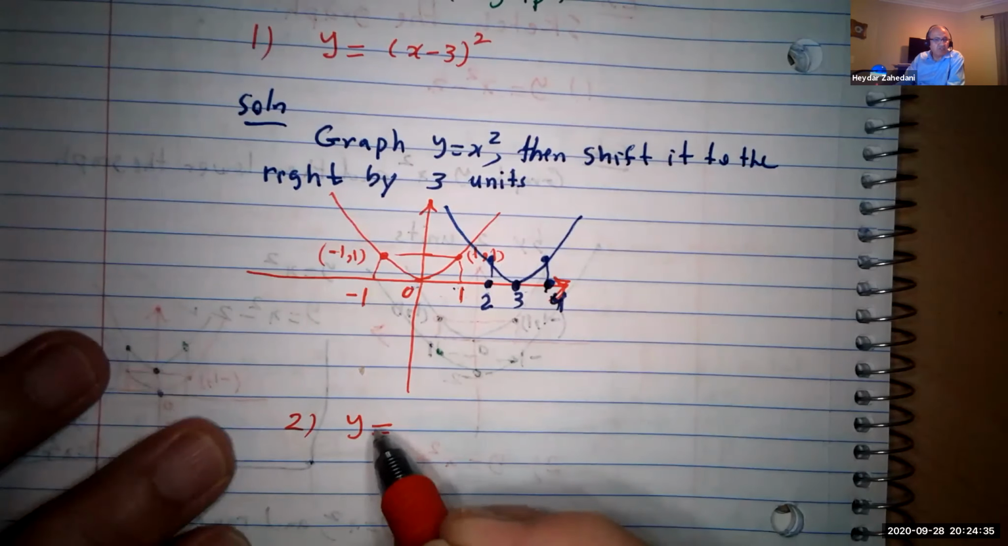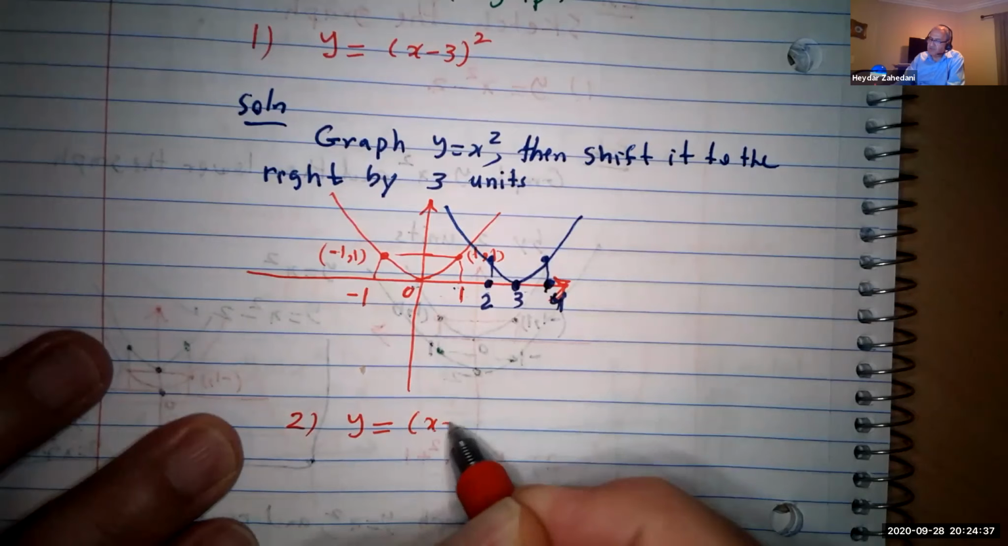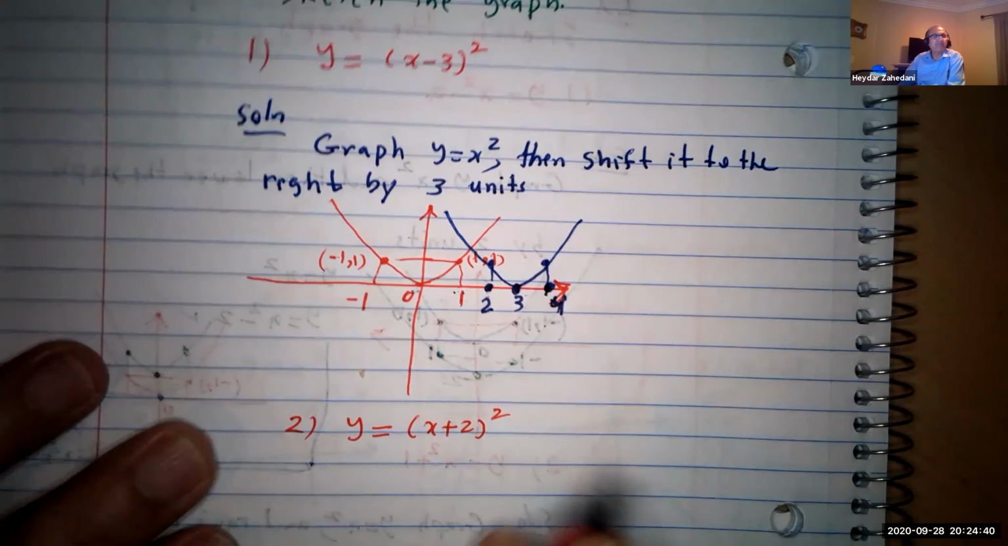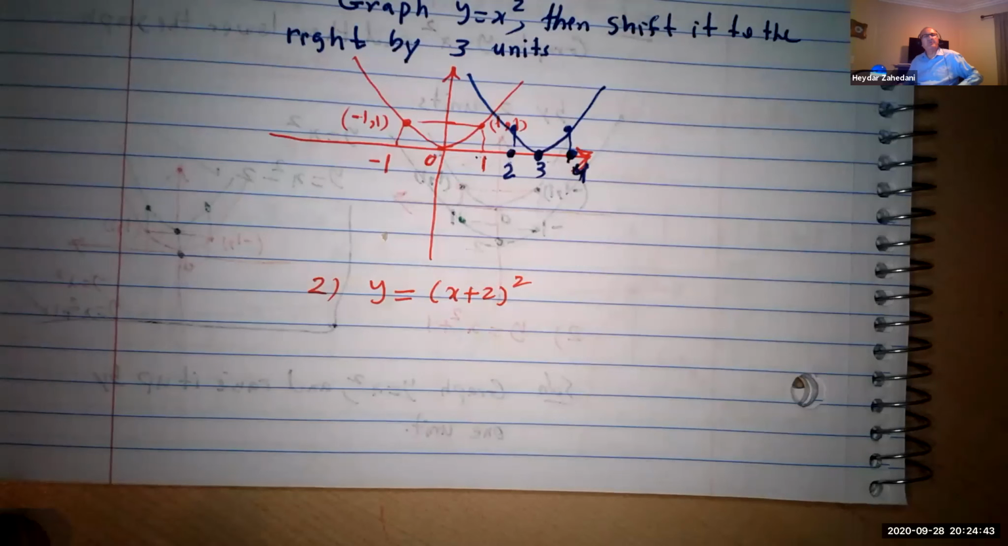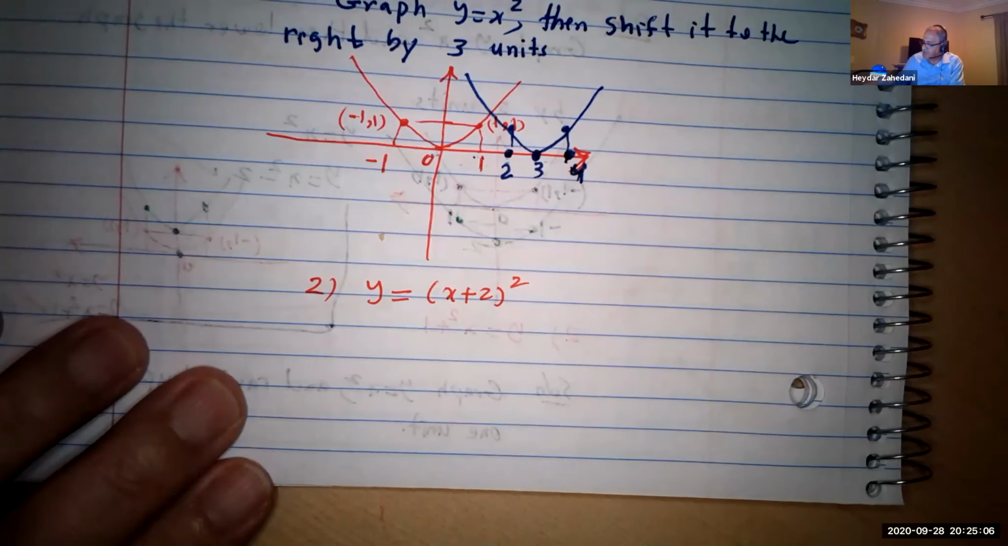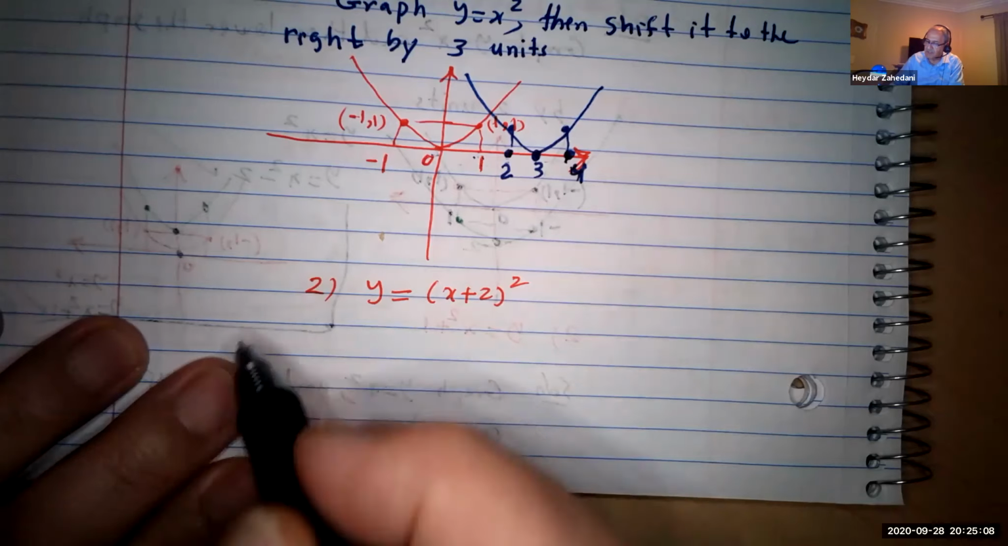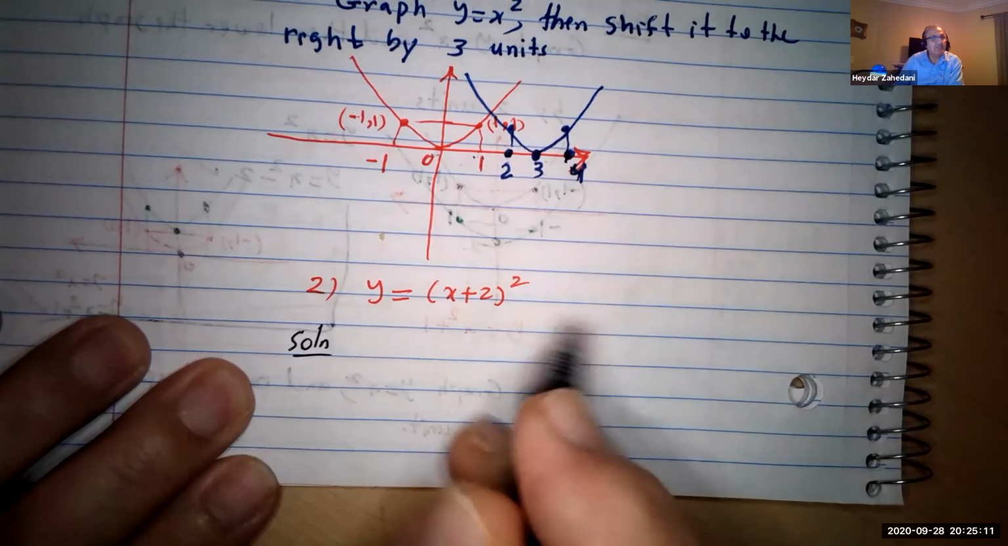The other direction is y equal to (x plus 2) squared. In some problems in your book, they just ask for the description, to describe it. But we would like to have the graph actually. So it's x plus 2. Plus is to the right, but we shifted to the left. It's the opposite. For the y it's the same, going up and down, but for the x it is different.